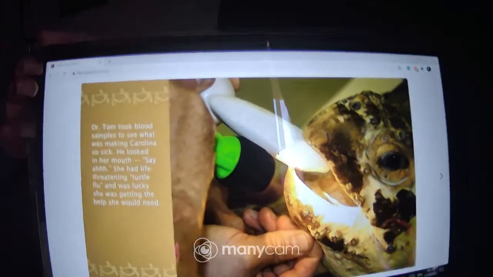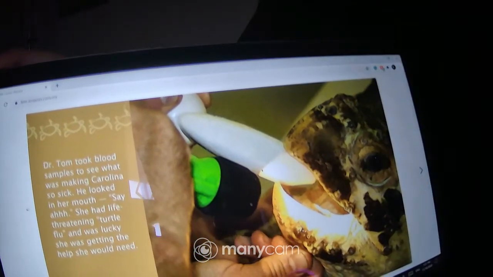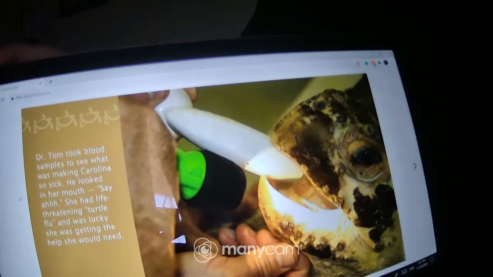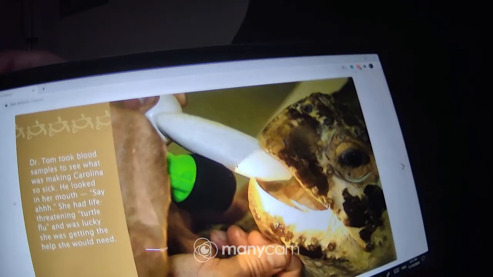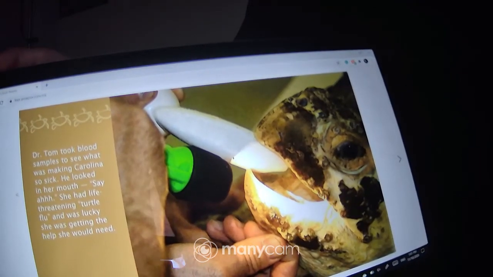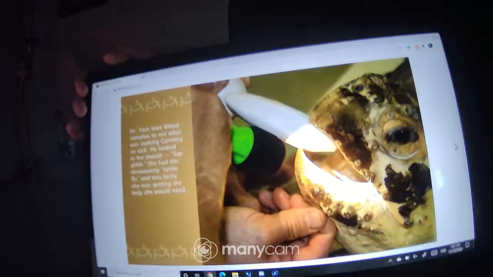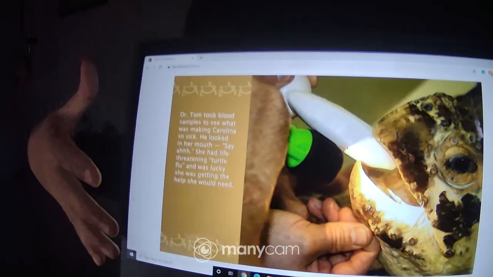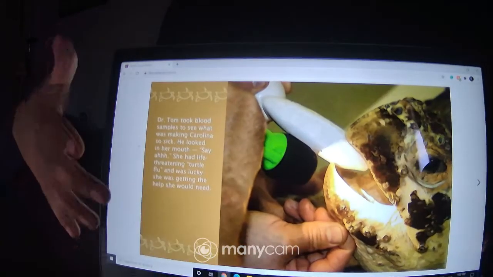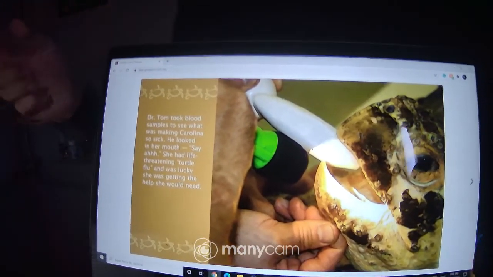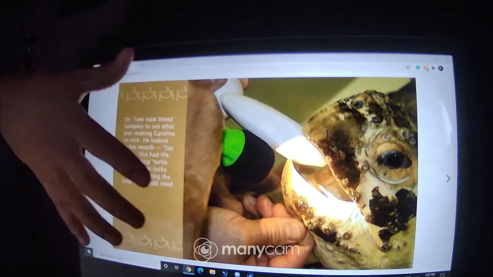As for the text, Dr. Tom took samples to see what was making Carolina so sick. She looked in her mouth and said she had life-threatening turtle flu, and she was getting the help that she needed. Basically, we know from the text that turtles do get sick from flu and some sicknesses the same as humans do. So right now we know that turtles do get sick.